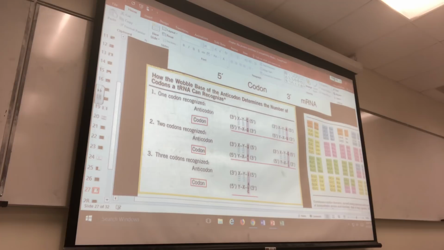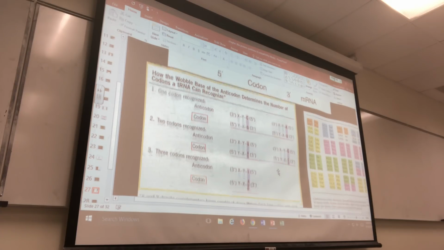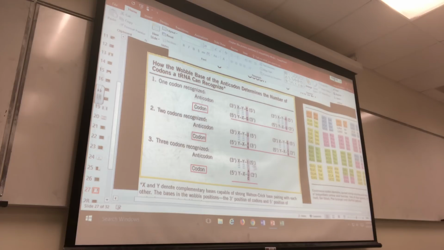Another example is over here. We know normally G binds with C, but sometimes for whatever reason in the wobble position, G can bind with U. And down here you even see this base that isn't a normal base called inosine. Inosine is a modified, I believe, adenosine. You don't have to know what modification it is. It's just a special base that you only see in tRNA. This thing has the ability to base pair with 3 different bases: adenosine, uracil, and cytosine.